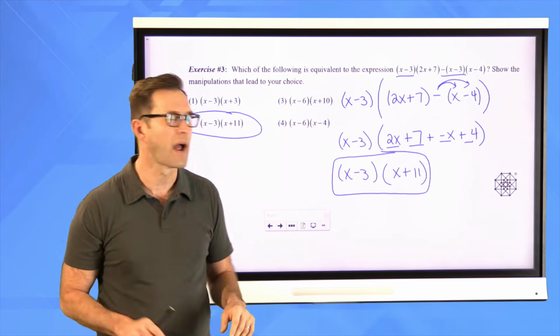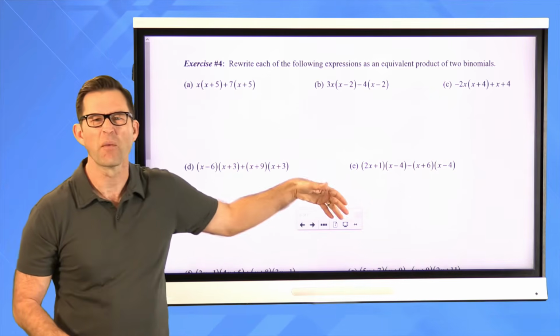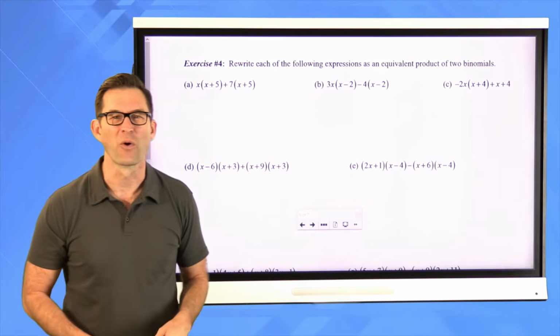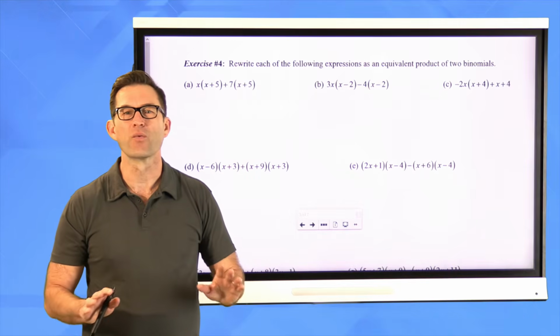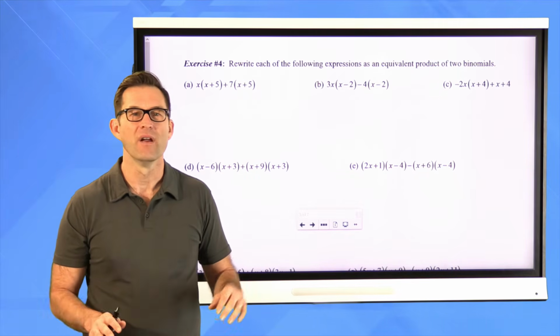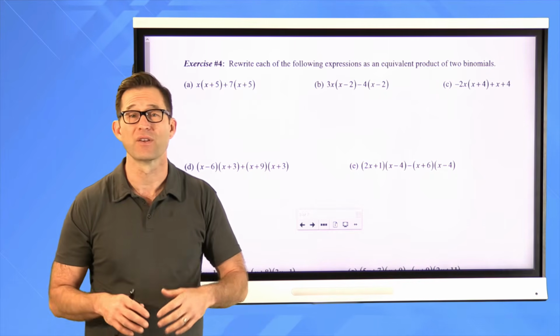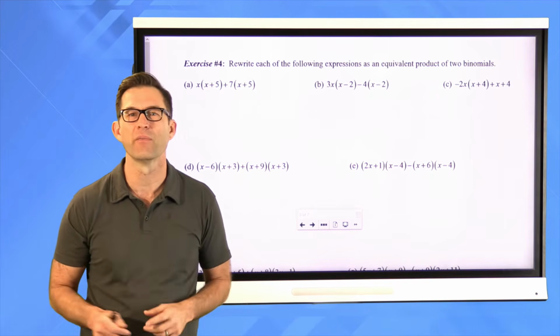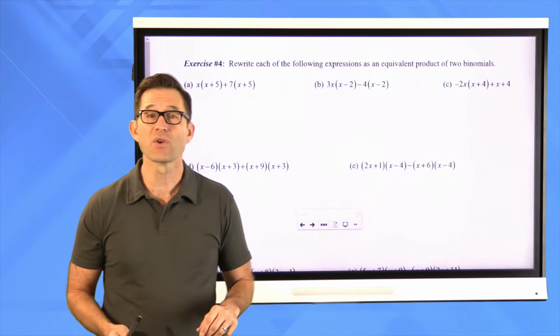All right, let's get some practice on this. It takes a little bit of work, a little bit of practice, so that's why I've got a ton of problems here. Exercise number 4. Rewrite each of the following expressions as an equivalent product of two binomials. We run the gamut in here from ones that involve only addition, ones that have literally one step, to ones that are more complicated. So it's kind of tricky for me to know which one I should do with you. So let me start off with a real easy one.